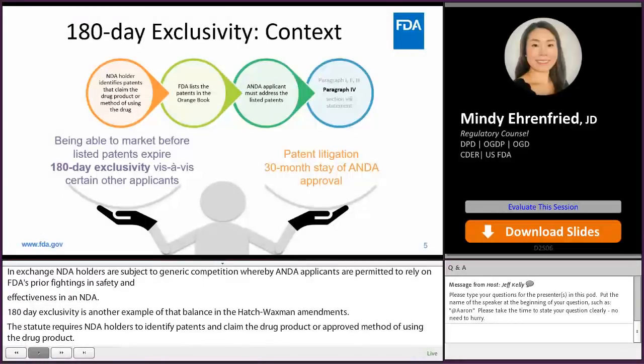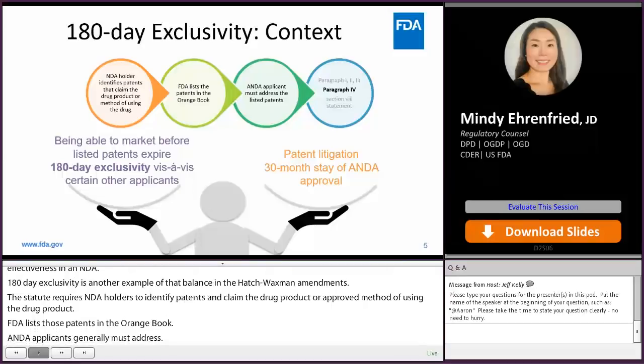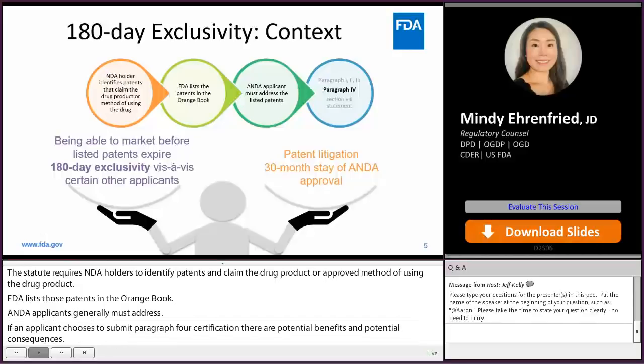If an ANDA applicant chooses to submit a Paragraph 4 certification, there are both potential benefits and potential consequences. On the one hand, that applicant may be able to market its ANDA product before the listed patent would have expired, and also may be eligible for 180 days of marketing exclusivity with respect to certain other ANDA applicants. On the other hand, that applicant may be subject to patent litigation and a 30-month stay of ANDA approval.